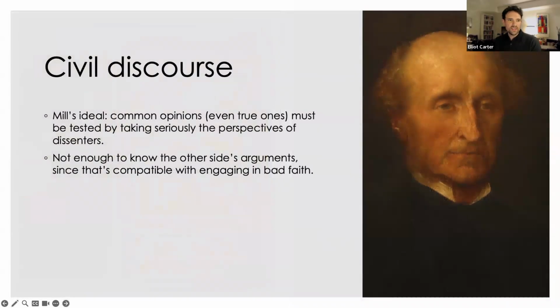So what's Mill saying here? He's saying that common opinions, even ones that are true, have to be tested by taking seriously the perspectives of the people who would dissent from them. And it's not enough just to know what the other side would argue, because that's compatible with only engaging in bad faith. When you hear this idea, you're probably reminded of contemporary political situations. When people express concern about the state of civil discourse in contemporary society, Mill's concerns seem closely related to our situation.